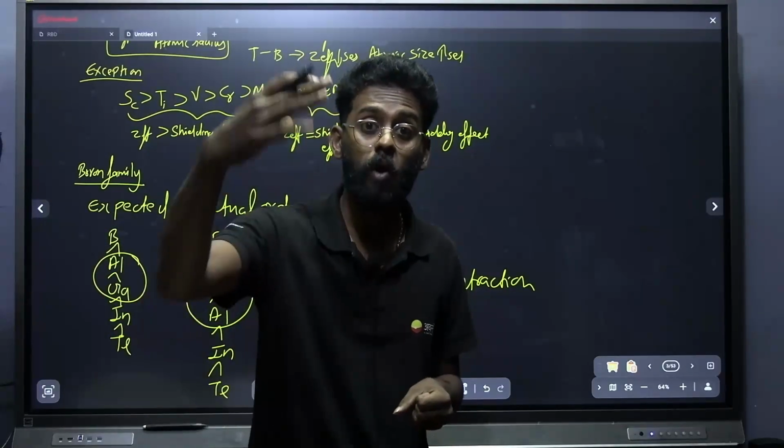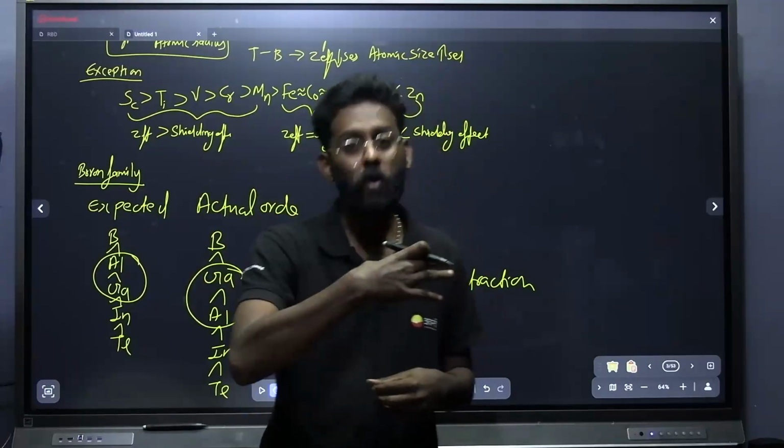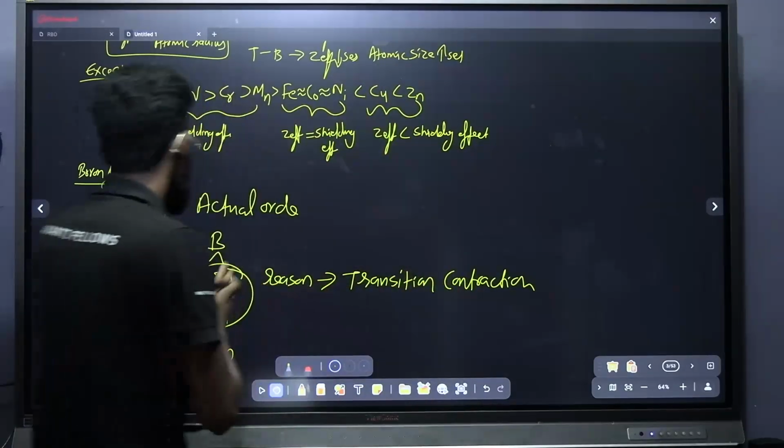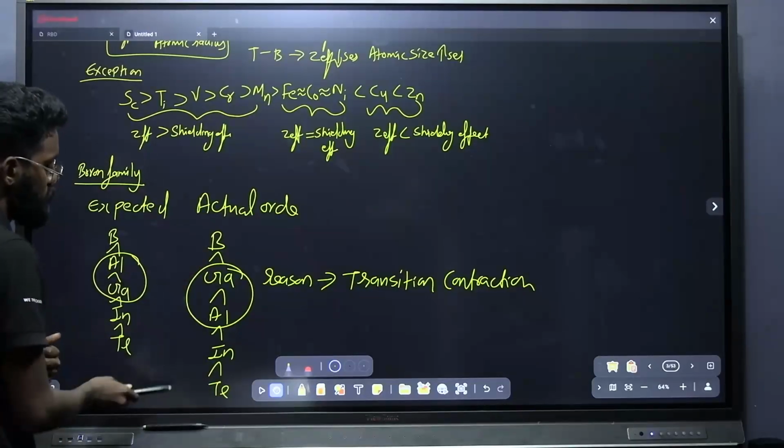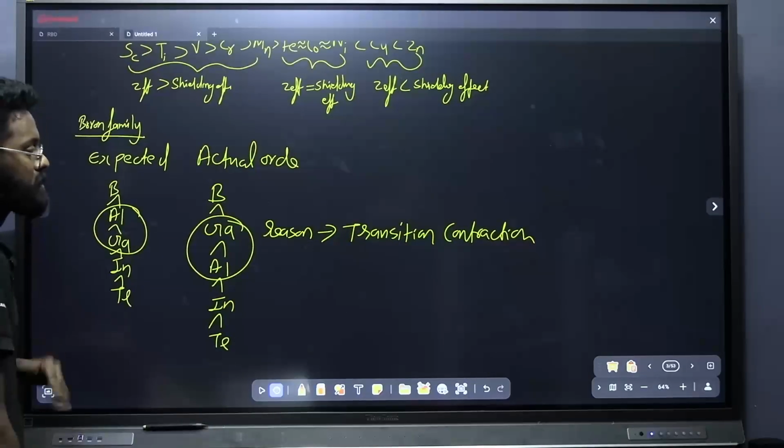If the outer shell gets more nuclear charge, the outer shell comes closer to it, which leads to a decrease in size compared to the others. Okay, that is the reason.